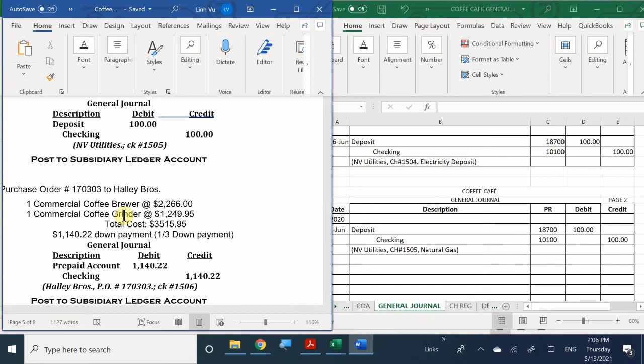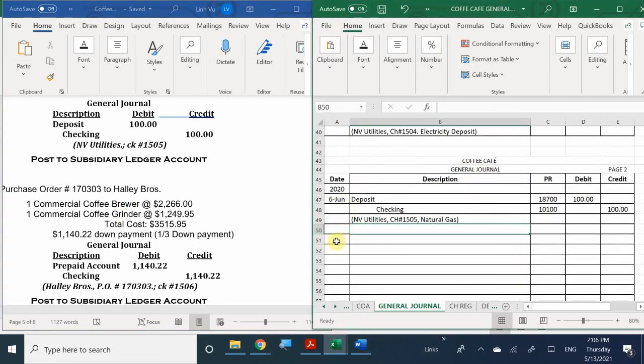So here, I've already calculated it for you that it's going to be $1,140.22. So let's go ahead and journalize first. Then we'll recognize the purchase order, and then we'll write the check, and so forth. Okay. So first things first, let's go ahead and journalize it since we've already discussed that this is a prepaid account, right? It's an advanced payment.